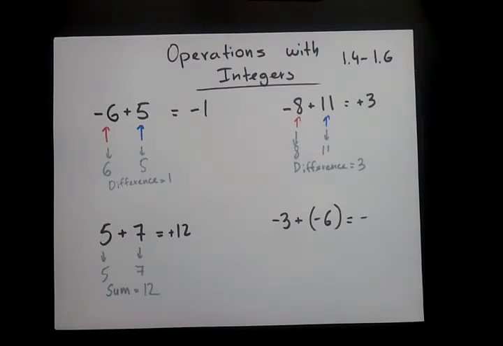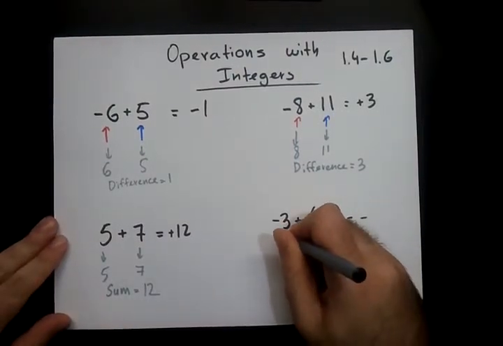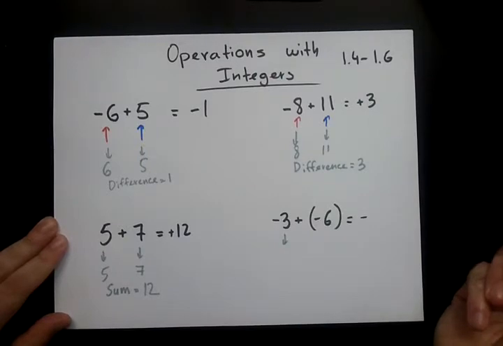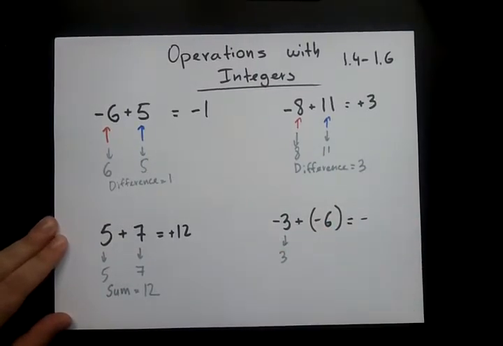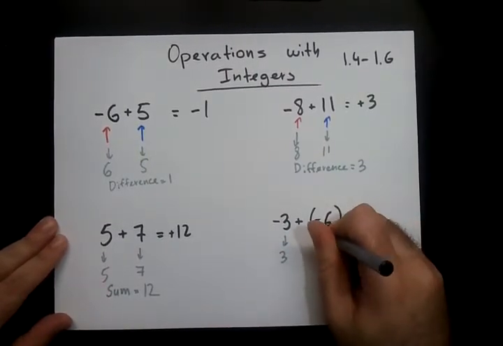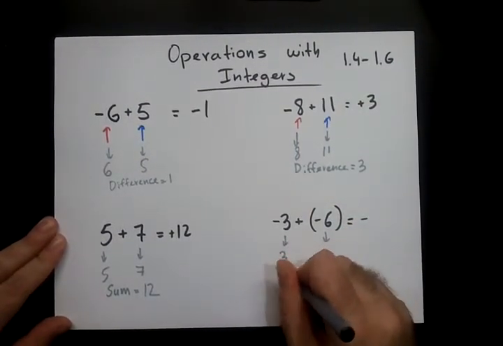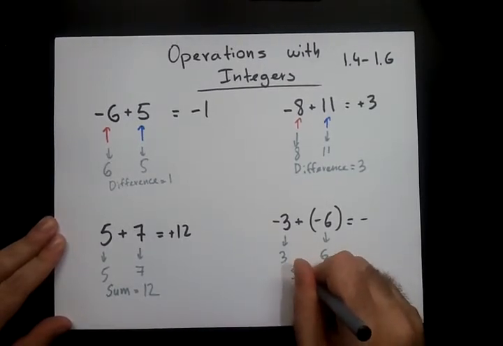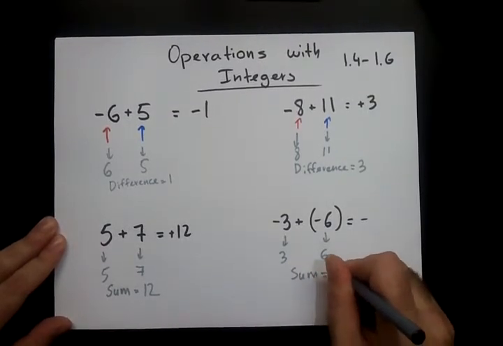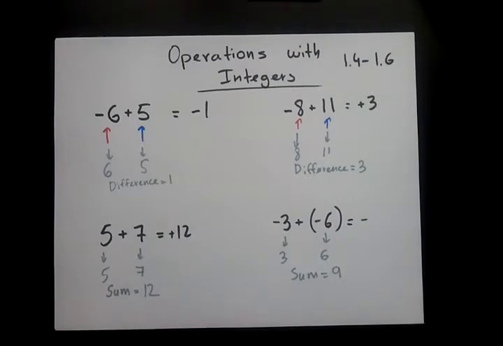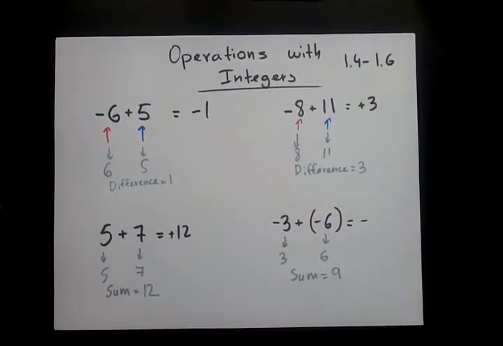Then just like before, you find the absolute values. The absolute value of -3, how far -3 is from 0, is 3. The absolute value of -6, how far is -6 from 0, is 6. And then you add the two absolute values if you have the same signs. So the sum is simply 9. We figured out the sign, now we know the value, and now we have the answer.